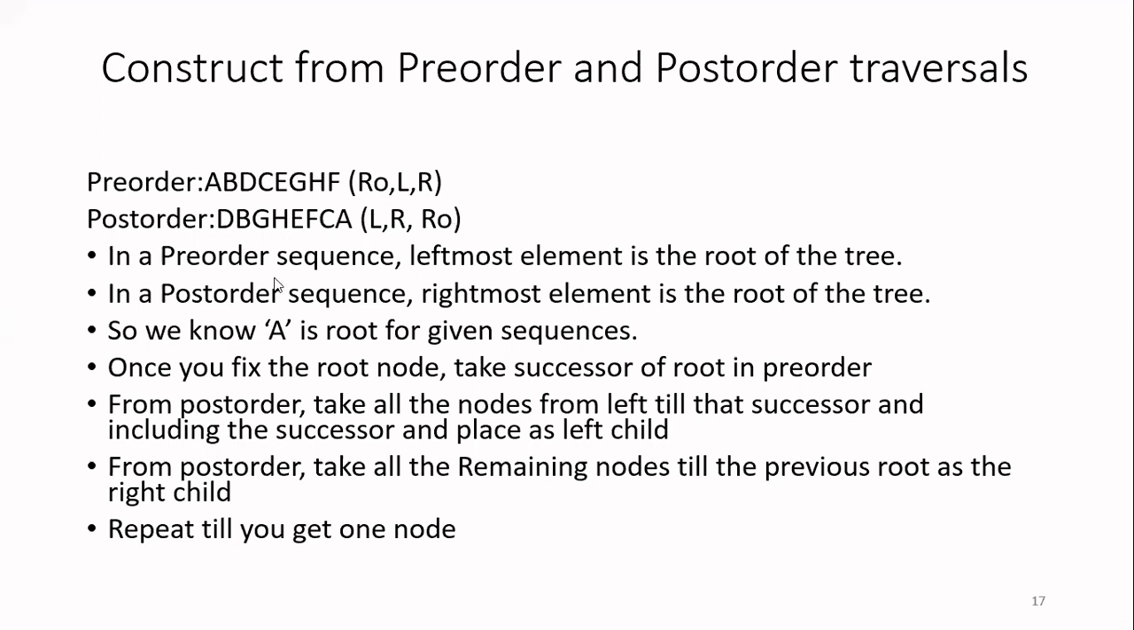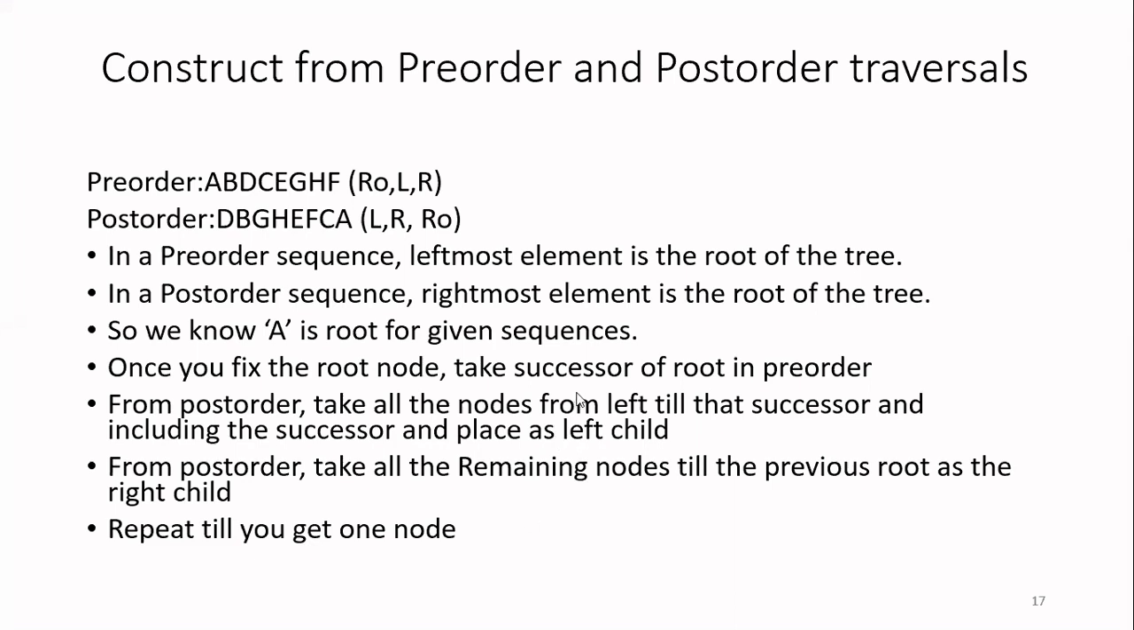So after you identify the root node, for this particular case, A is the root node. After you identify the root node, you have to follow certain steps. Just focus on the steps. The first thing is, once you fix the root node, take the successor of the root node in the pre-order. So go to the pre-order traversal. See what is the successor of the root node in the pre-order. Successor means which appears next in the pre-order traversal.